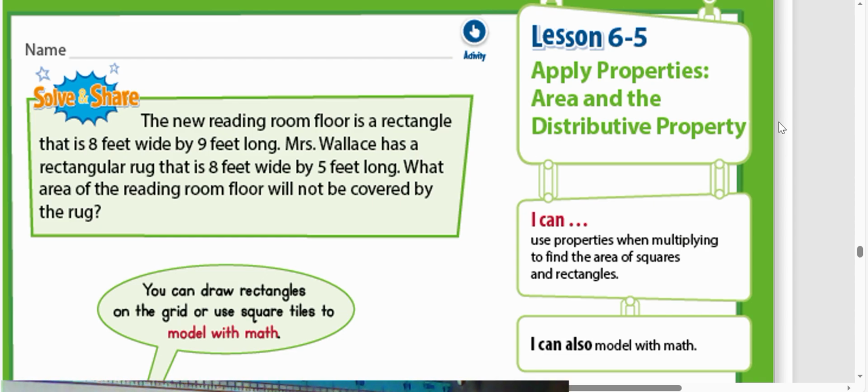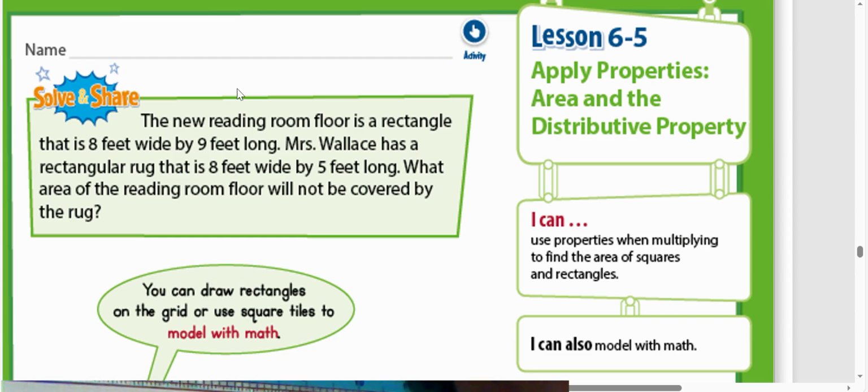Grade 3. Today we'll explain lesson number 5, topic 6. Apply properties, area and distributive property. You can use properties when multiplying to find the area of squares and rectangles. And you can also model with math to find the answer.